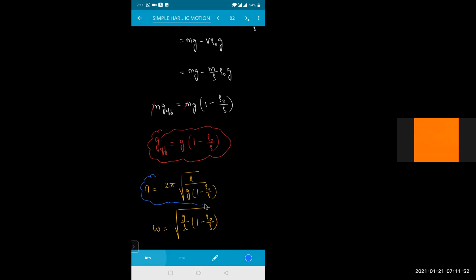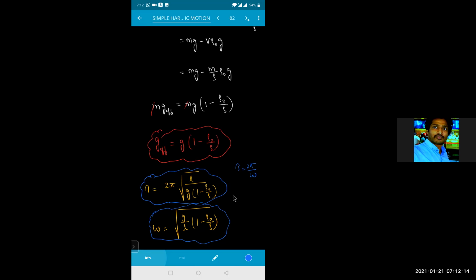Time period T is equal to 2 pi by omega. So if I'm talking about the angular frequency, omega is equal to under root of g by L, because we know the formula T equals 2 pi by omega. 2 pi cancels, and since omega is in the denominator, it goes up as a reciprocal. So this will become the g by L relation.